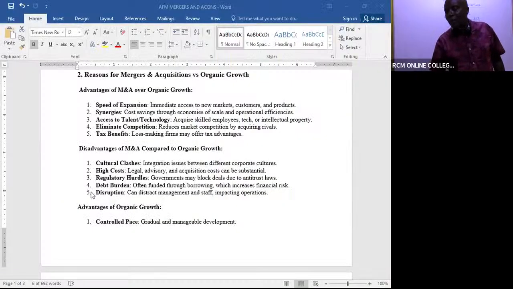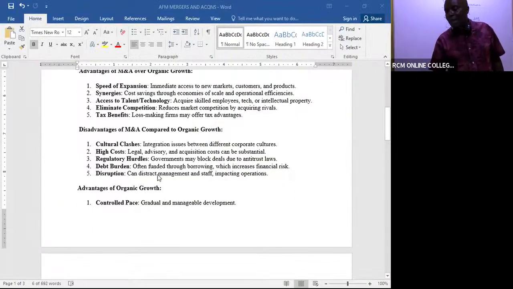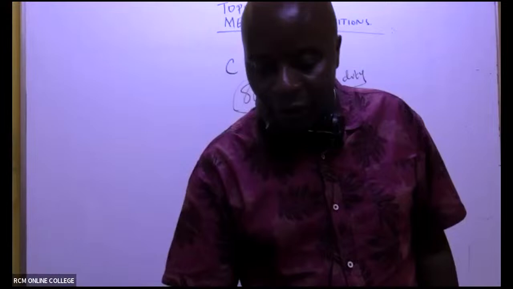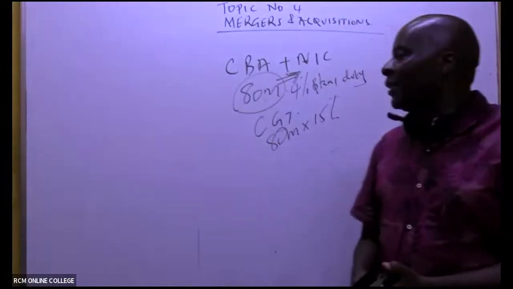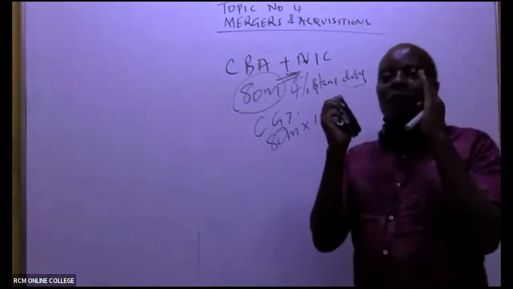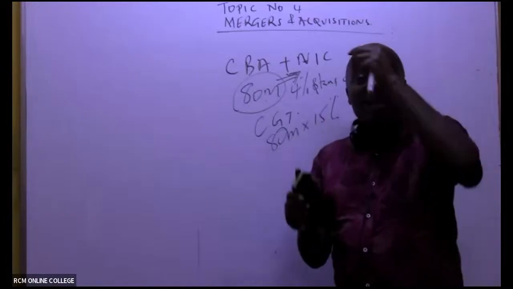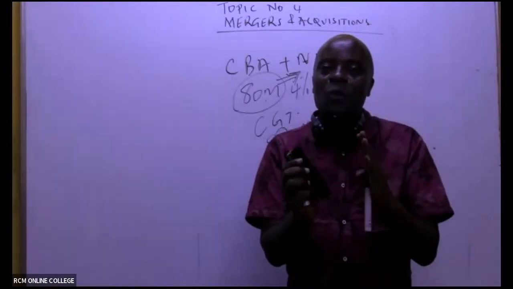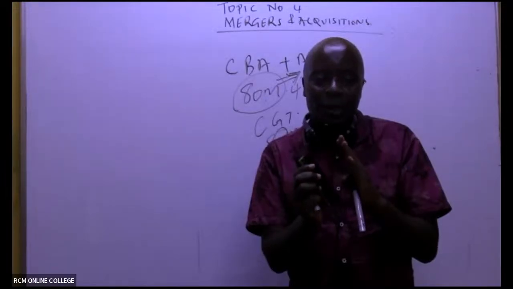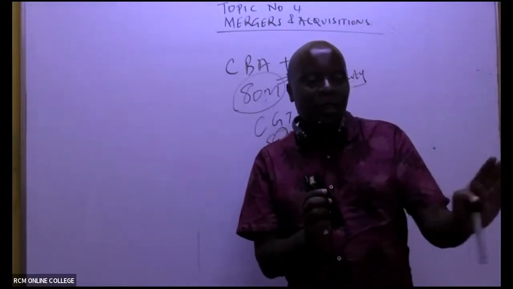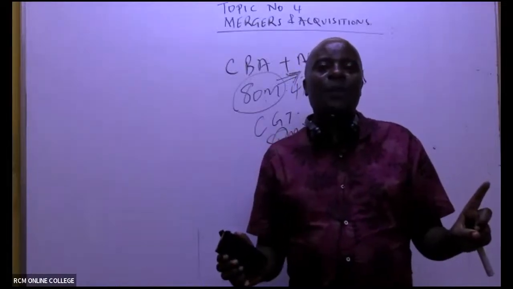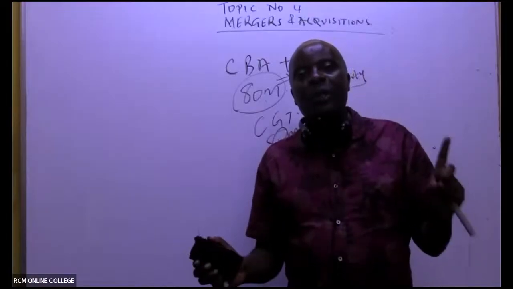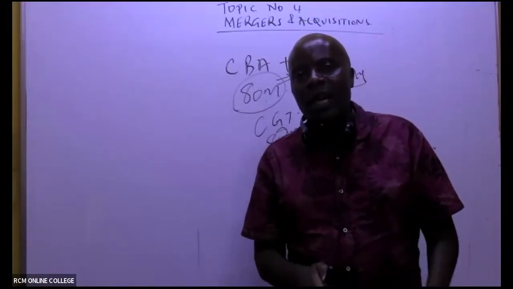All right. Then we have disruption. It can distract management and staff, impacting operations. Ladies and gentlemen, remember, I've had an opportunity of dealing with very many leaders, many managers. Do you know, ladies and gentlemen, that there are managers who are really focused on one direction? They can only run one farm. If you try bringing other things, for example, you tell them, we have acquired this branch in Kisumu, we have acquired this company in Kisumu, manage the two of them, distractions, noise.